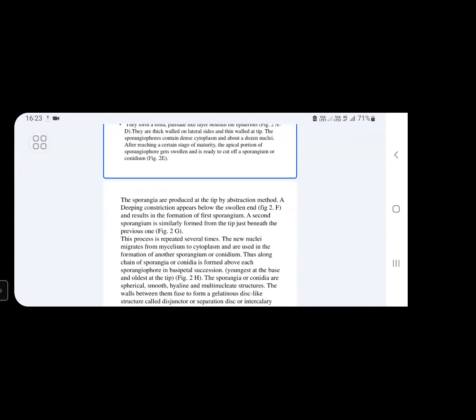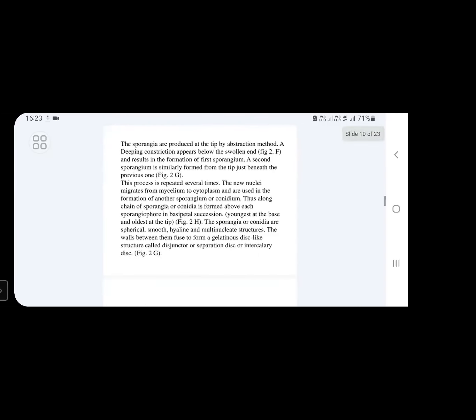These conidia are arranged one above the other in the form of a chain. Many conidia are produced by this conidiophore, all arranged in a chain. Two adjacent conidia are attached with sticky, glue-like structures. These sticky structures are called disjunctors, and they are present between two adjacent conidia.